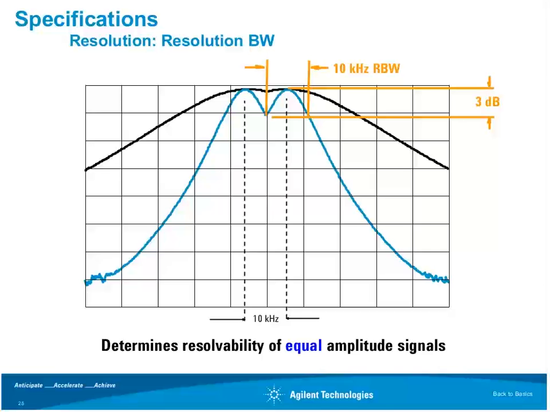If I use a narrower filter, let's say a 10 kilohertz bandwidth filter, then we get a more distinct response. In this case, you would see actually a 3 dB dip in between those two signals because of the 10 kilohertz bandwidth selected. So if I have two signals of equal amplitude, and I select filter bandwidth equal to the spacing, that allows me to distinguish between those two signals.